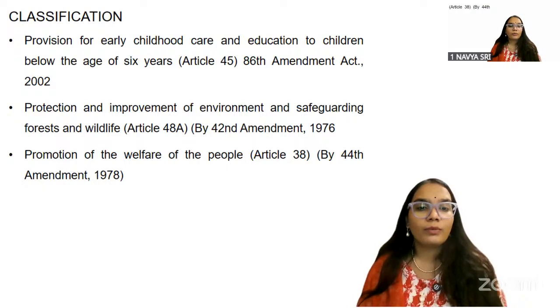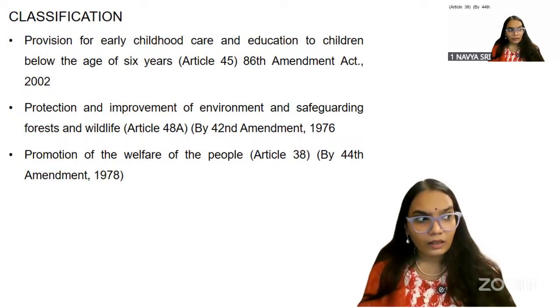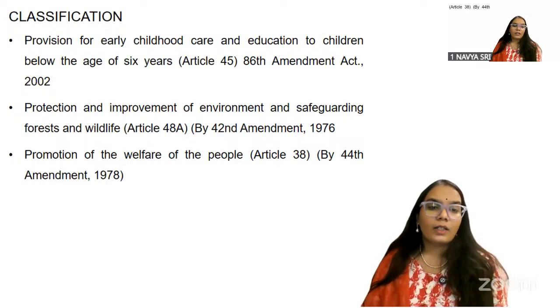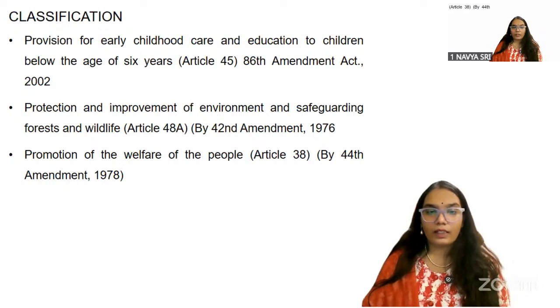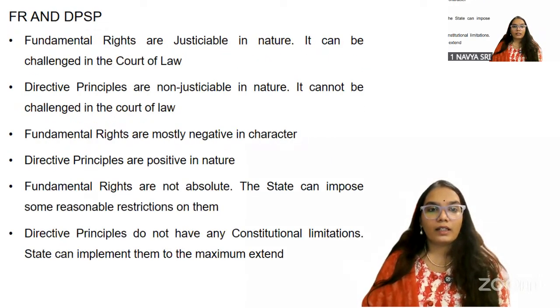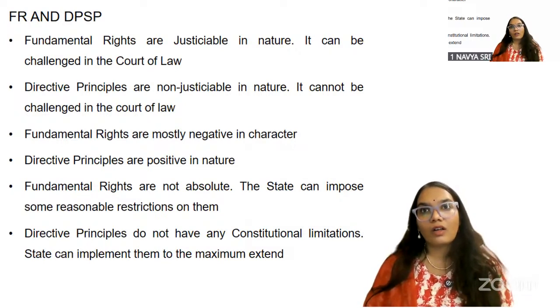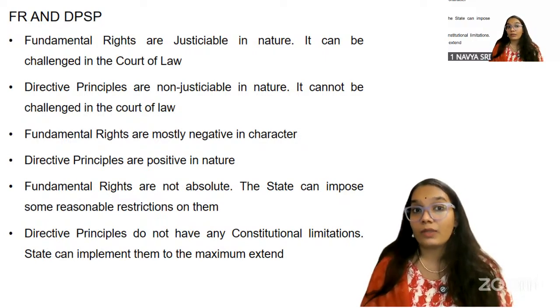Then promotion and improvement of environment and safeguarding forests and wildlife. This has been done by the 42nd Amendment Act 1976. Then promotion of welfare of the people has been done by the 44th Amendment Act. Now first let us understand the differences or the similarities, like how do I characterize the fundamental right from a directive principle of state policy.